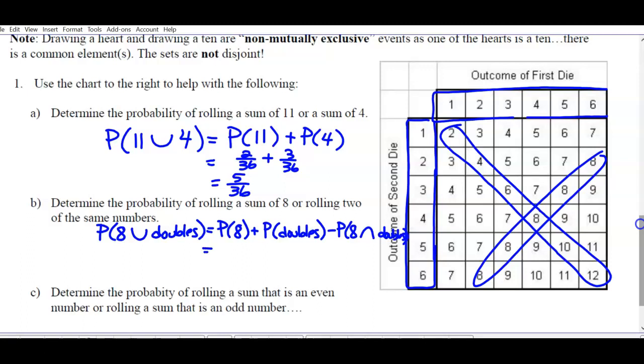So probability of an 8 is 3, 4, 5. Right? 1, 2, 3, 4, 5. Doubles is 1, 2, 3, 4, 5, 6. And intersection of 8 and doubles, well, that's when you would have 2 4s, right? So there's one of those. And so you get 10 out of 36, just like if you did it without a formula, right? And that reduces to 5 over 18.